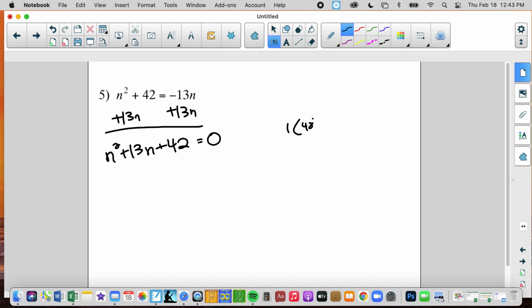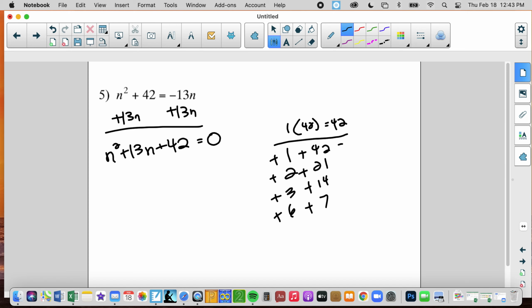So 1 and 42, factors of 42, 3 and 14, 4, no, 5, no, 6, yes, 6 and 7. And that's it. Now you're around the horn. Signs are the same, both positive. 43, 23, 17, 13. So we get n squared plus 6n plus 7n plus 42 equals 0.